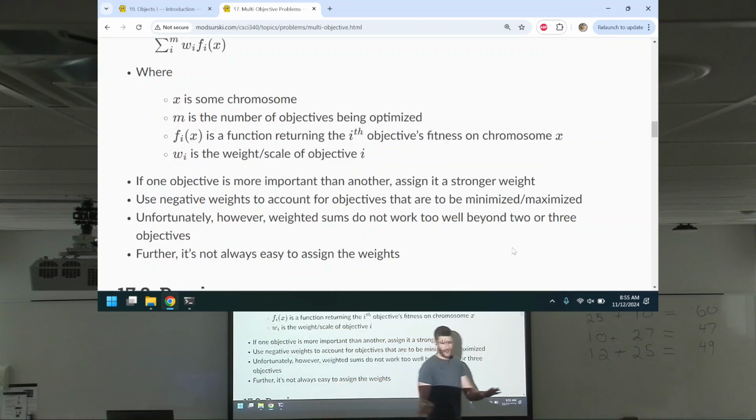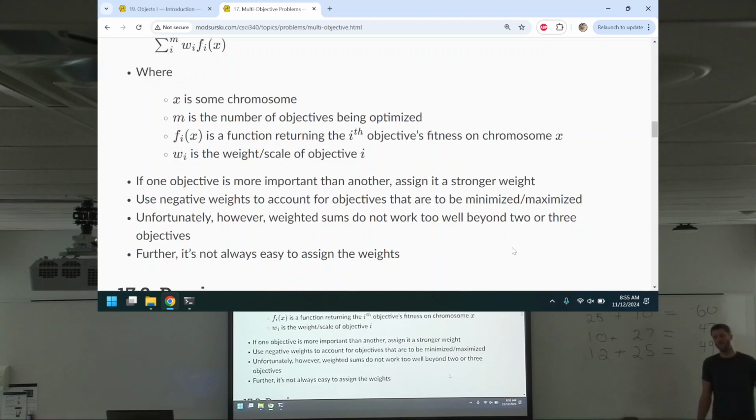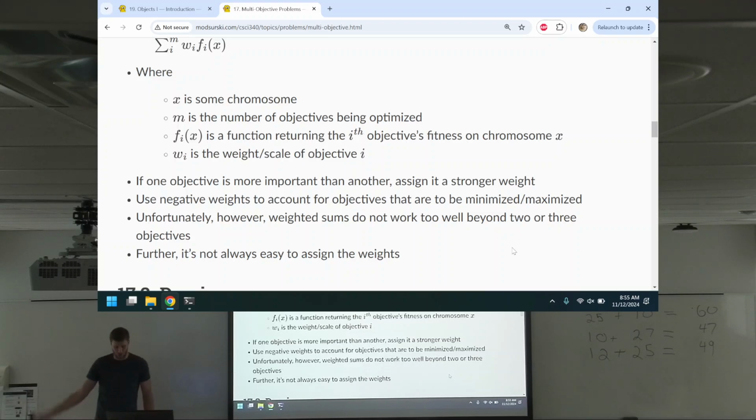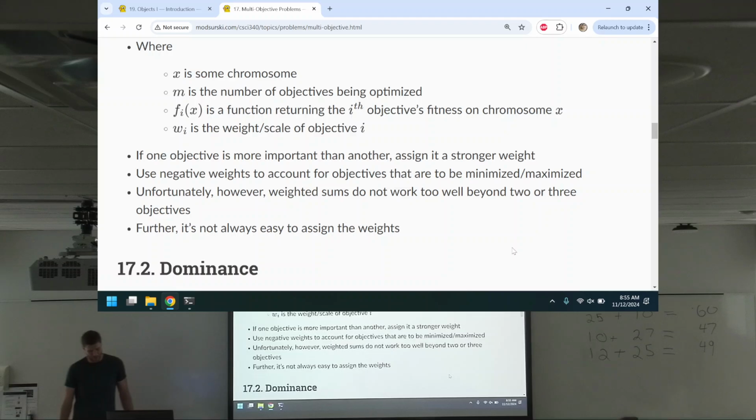Is the problem clear? I value a big house, but how much more or less do I value a big house relative to paying as little as possible? That's tricky, and I'm trying to crunch that down to one number. That's what I'm trying to do here. All right, what am I saying? If one objective is more important than the other, assign it a stronger weight. Use negative weights to account for objectives that are to be minimized versus maximized. Unfortunately, weighted sums do not work well beyond 2 or 3 objectives because it becomes so hard to balance the weights of these things relative to one another.